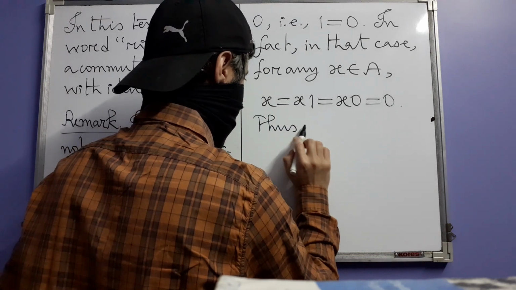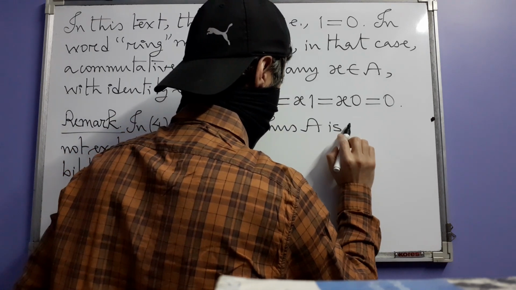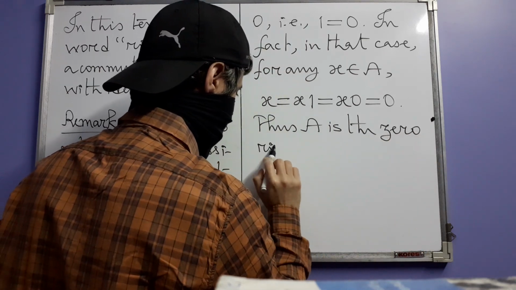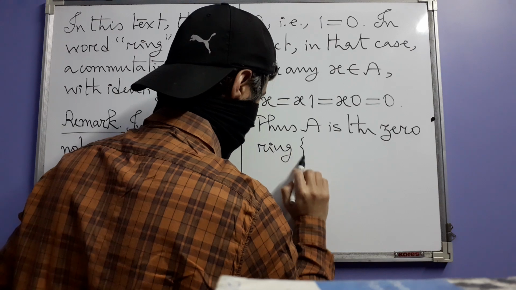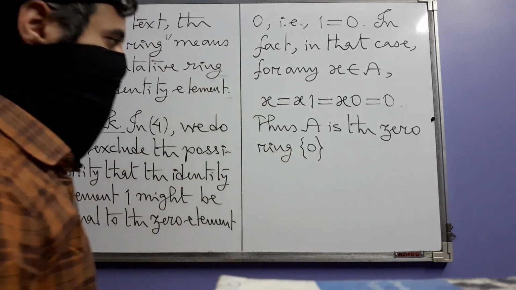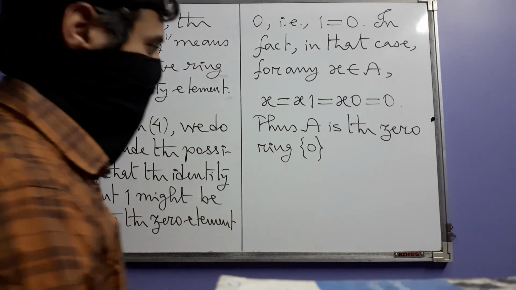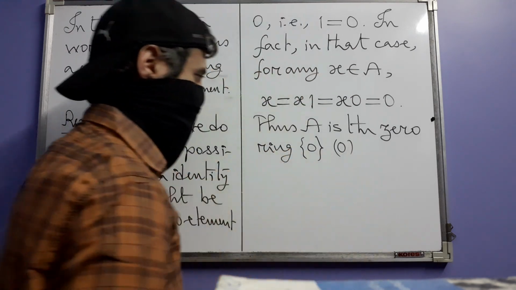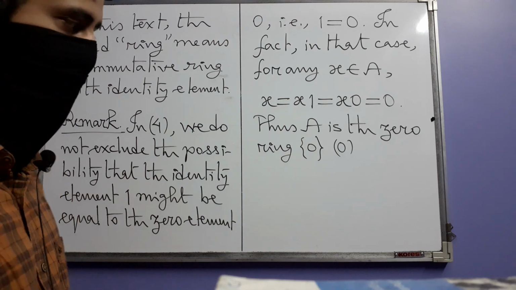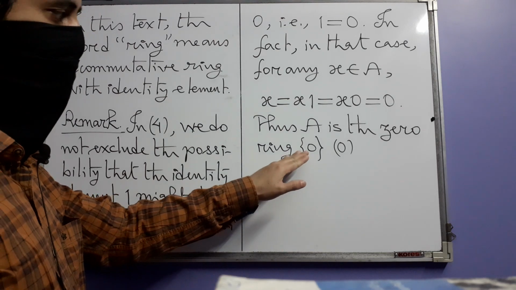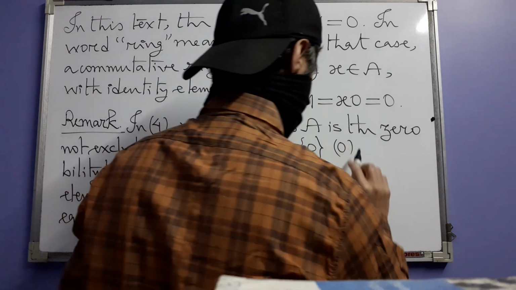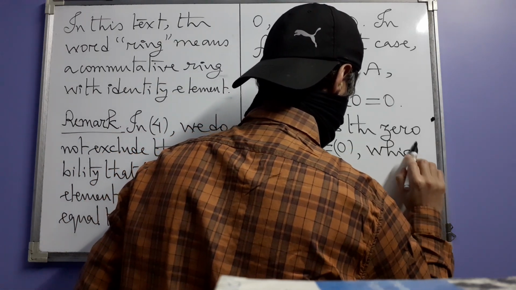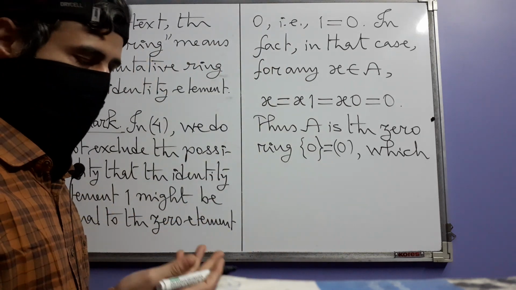Thus, A is the 0 ring. Ideally we should write the 0 ring like this, because after all it's the set. Or sometimes we write like this also, but by abuse of notation, because it will quickly become cumbersome to keep writing these brackets, we will simply write 0 to mean the 0 ring.